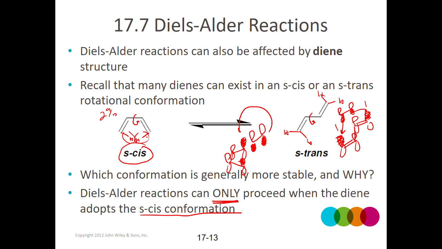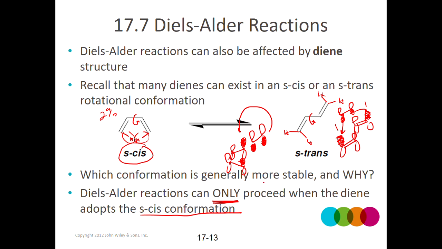It would be a slow reaction because 98% of the molecules would look like this. Once in a while, a rotation would occur and it would look like this, but then it would have to collide with the alkene and do the orbital overlap to make the Diels-Alder reaction before it rotates back to the S-trans. And that would only happen once in a while. And so the whole process is going to be prohibitively slow. It's not going to work very well.